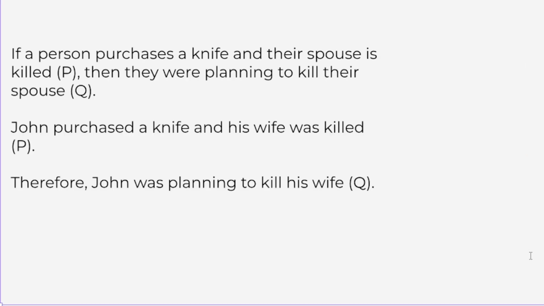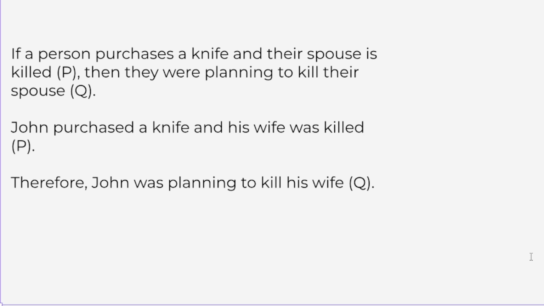Relying solely on the coincidence that John bought a knife and his wife was subsequently killed with one is a classic case of affirming the consequent. This could result in John being wrongfully accused without substantial evidence. The fallacy of affirming the consequent can be represented as follows.